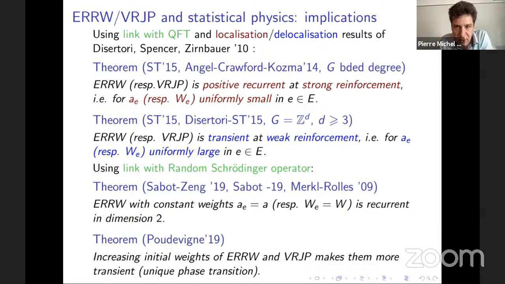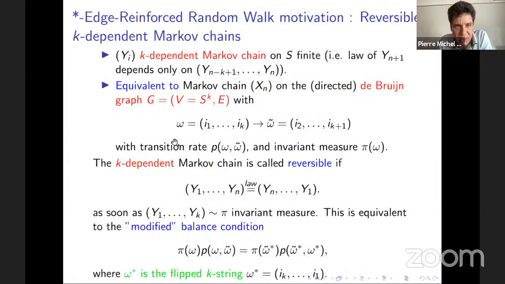on the introduction of a new process, which is a continuous in space version of the VRJP, and also of what we call the reverse VRJP. So now I have only a little bit more than 15 minutes to talk about the star edge reinforced random walk. So let me jump to it.